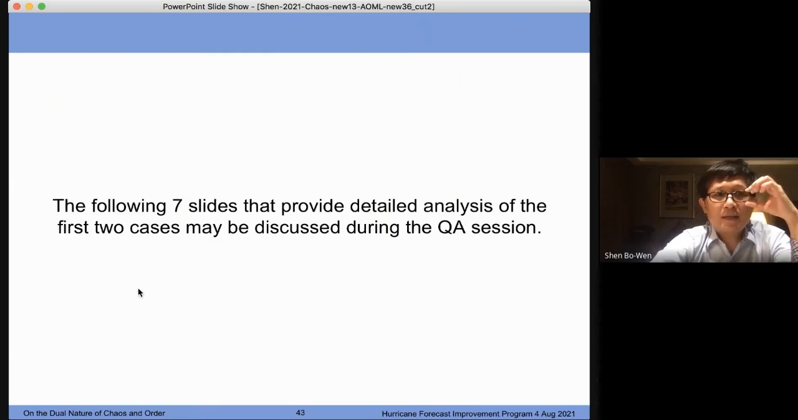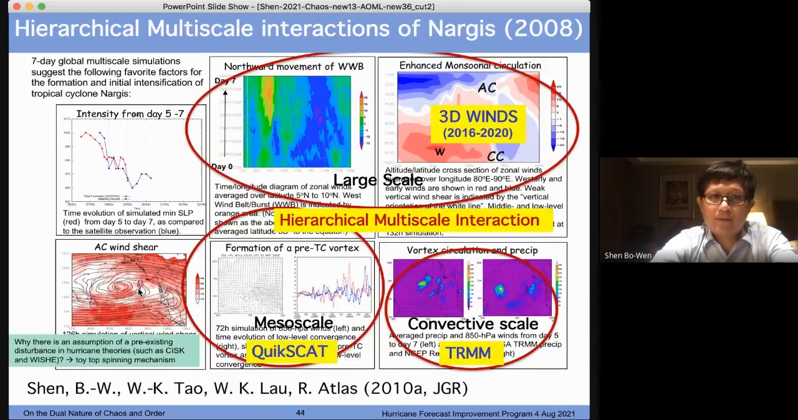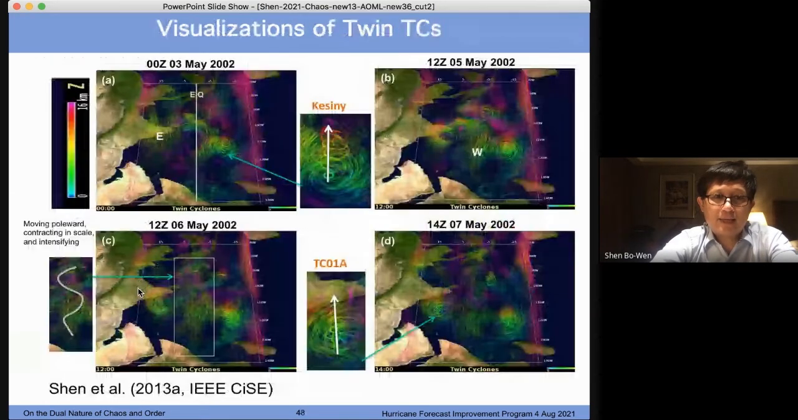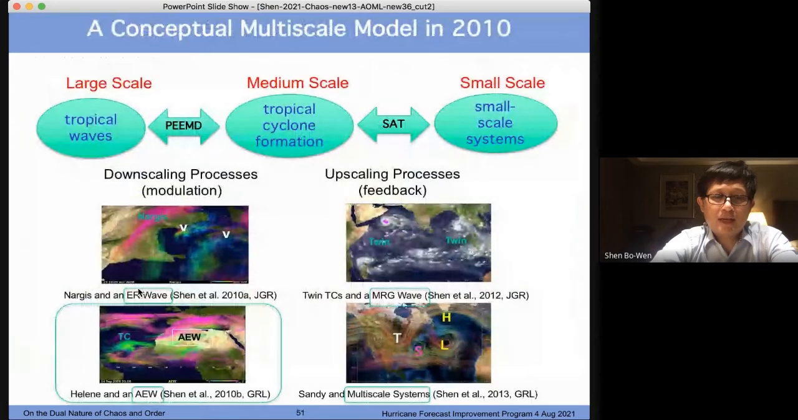The following slides are prepared for the first two scenarios. I'm going to skip them for now. Instead, I'm going to discuss the third case. I focus on the formation of Hurricane Helene and an African easterly wave.